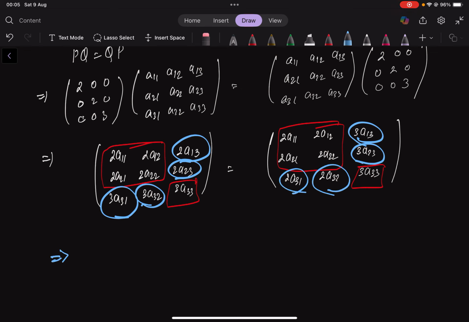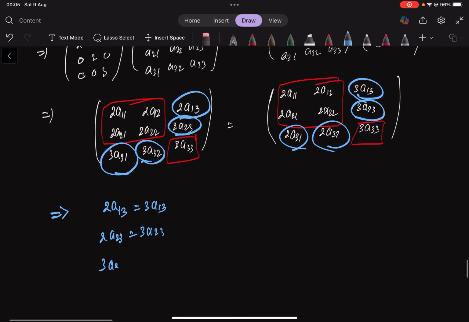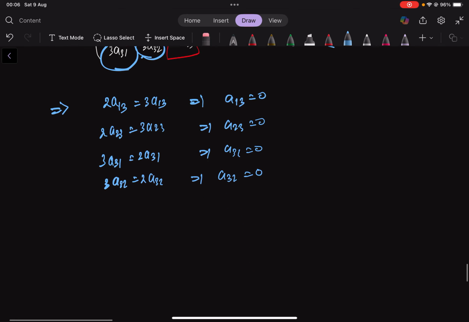So that means 2 times A13 is equal to 3 times A13. 2 times A23 is 3 times A23. 3 times A31 is 2 times A31. And 3 times A32 is 2 times A32. So that means A13 is 0, A23 is 0, A31 is 0, and A32 is 0. So our Q is of the form A11, A12, 0, A21, A22, 0, 0, 0, A33.